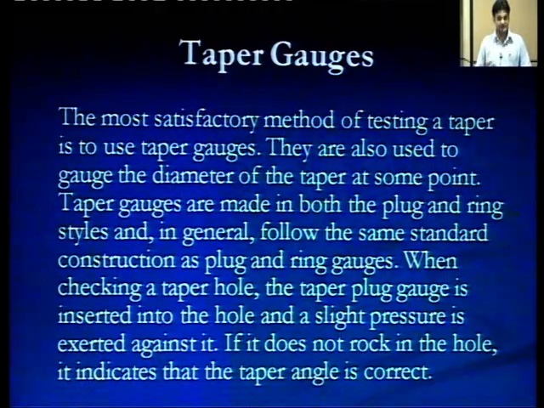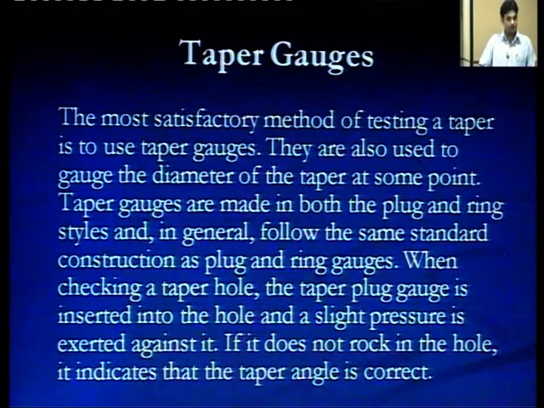Next come the taper gauges. The most satisfactory method of testing a taper is to use the taper gauges. They are also used to gauge the diameter of the taper at some point. They are made in both the plug and ring styles, and in general follow the same standard as the plug and ring gauges.